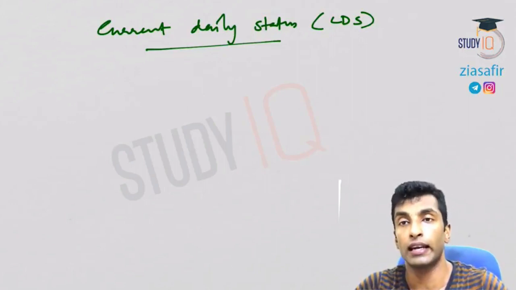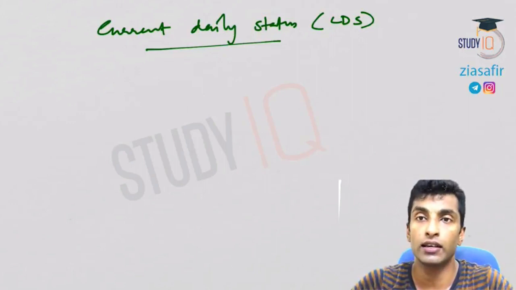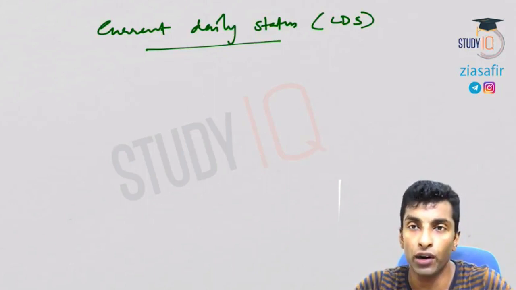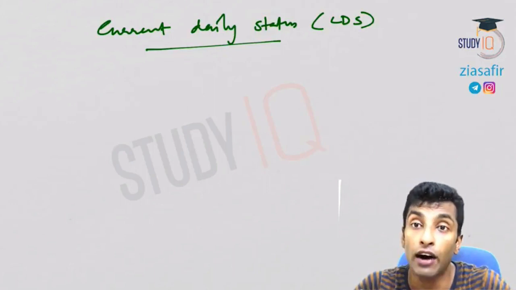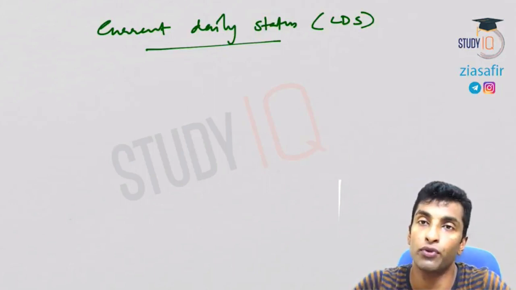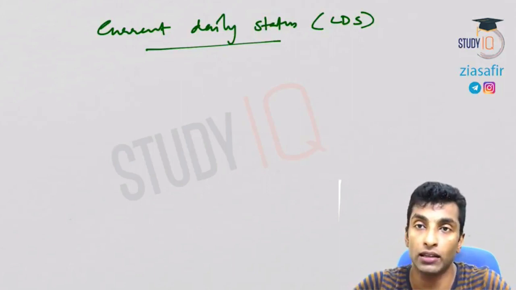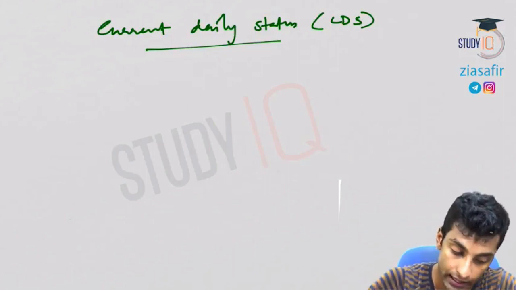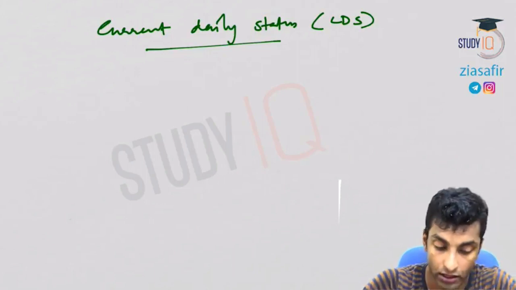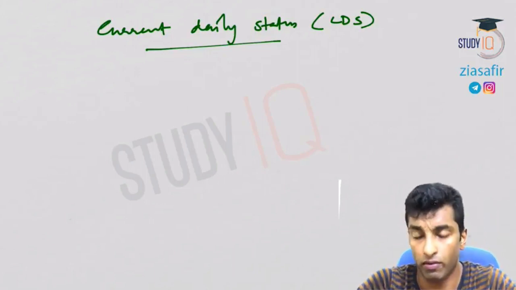Let's suppose you are working less than 1 hour, then you are considered as unemployed. You are working for 1 to 4 hours, then you are considered as half employed. If you're working for more than 4 hours, then you are considered as employed. Okay, like this you will be measuring the unemployment. So current daily status, it is measured in terms of percentage or man days.